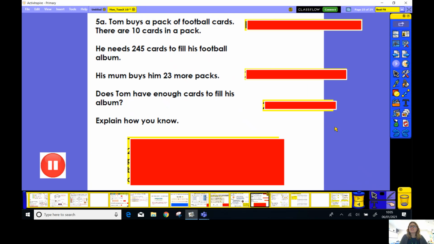Let's go on to our final question now, which is a little bit more tricky. I'm going to read it to you now. You need to think very carefully about this one.